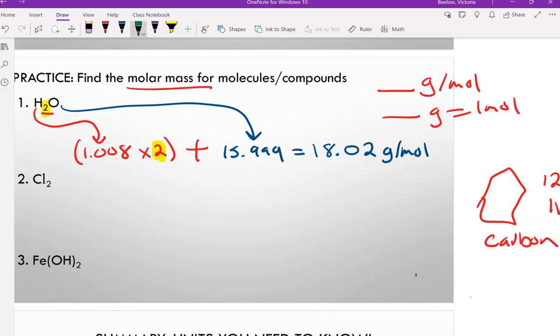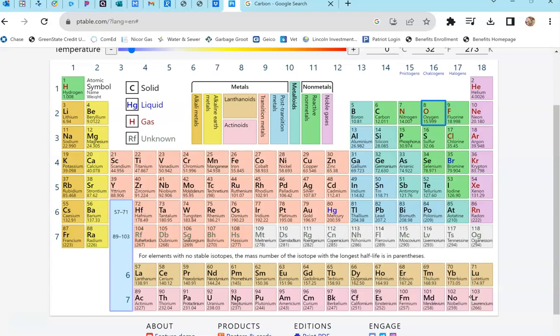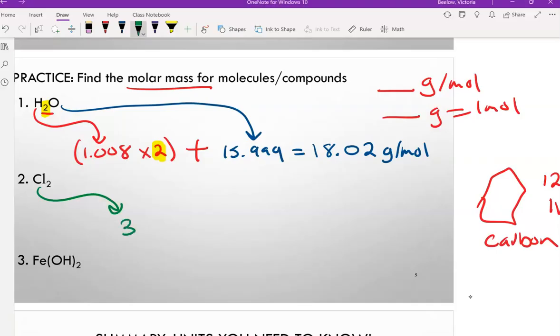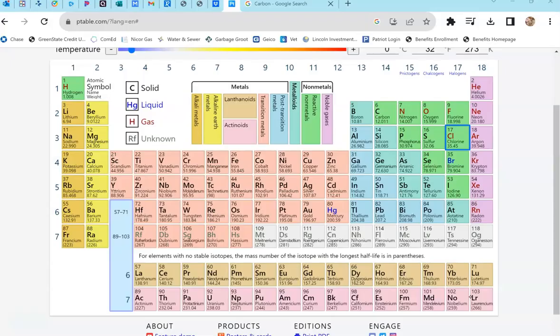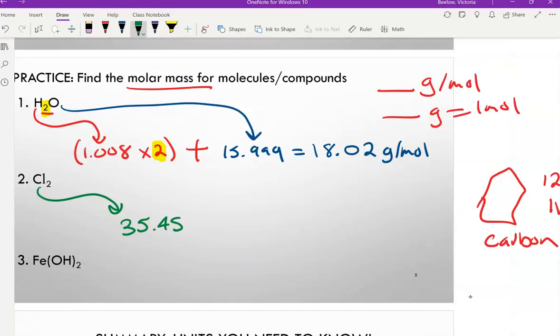All right, let's do another example. Now we have Cl2. Chlorine is Cl, a C with a lowercase l. On the periodic table it is 35.45. So the first thing you want to do is find your elements on the periodic table and find out what their molar masses are. Now there's just chlorine present, so there's no other elements.